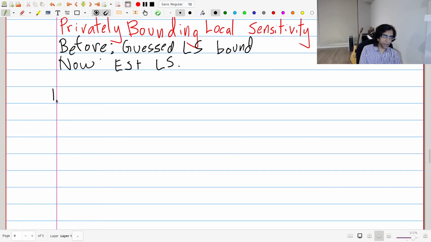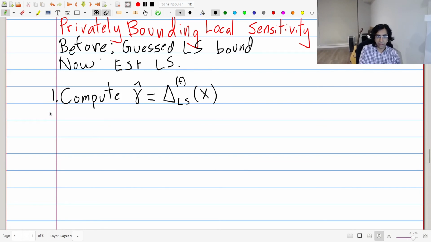So let's see it step by step. It's really only two steps, to be honest. It's very, very simple. So we want to compute some gamma hat, which is equal to the following quantity. We're going to privately estimate the local sensitivity of the function f, where f is our function at the dataset X. Let's skip ahead a bit. What I'm going to show you here is the straw man algorithm I mentioned at the beginning. We're going to output f of x plus Laplace of gamma hat over epsilon.